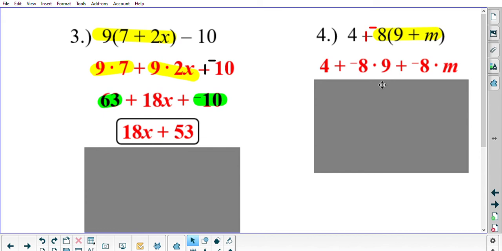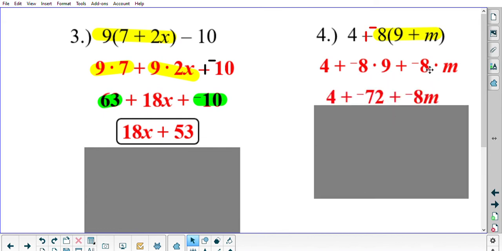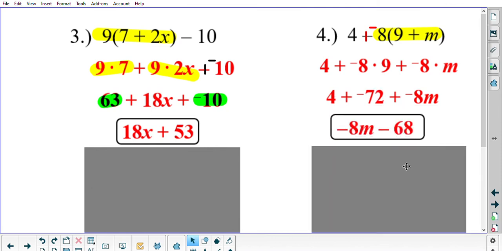All right, let's finish the multiplication here. Negative 8 times 9, negative 72, negative 8 times m, negative 8m. Who are the like terms? It's the two constants, the two numbers with no variables at all. So 4 plus negative 72 would give you negative 68. I like to put the variable term first, so that'd be negative 8m plus negative 68.